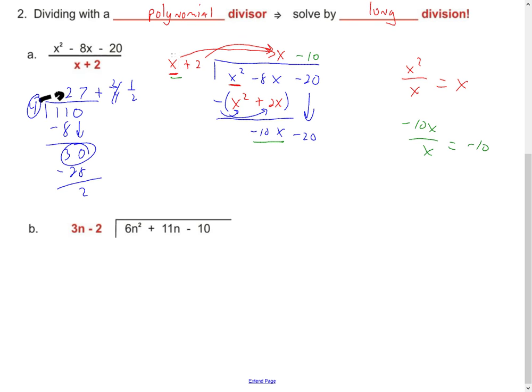Again, you got to distribute x times negative 10, negative 10x. 2 times negative 10 is a negative 20. Don't forget, we are subtracting, and the result is 0. So this one didn't have a remainder. And so the final answer would be x minus 10.